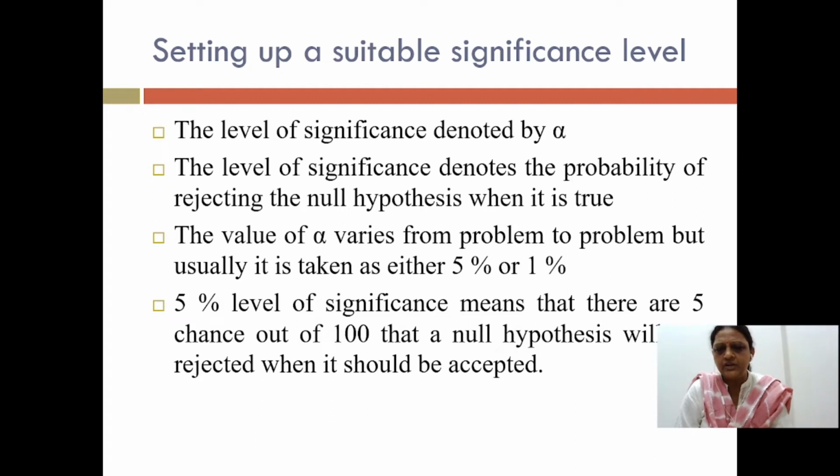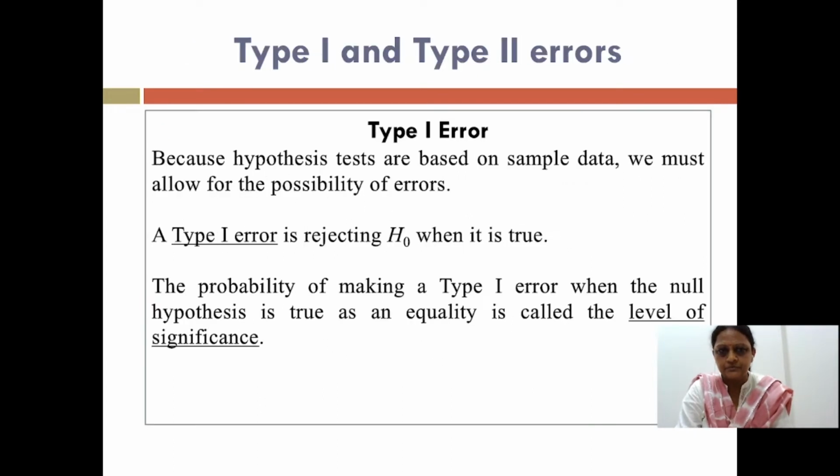The usual level of significance is 5%. A 5% level of significance means that there are 5 chances out of 100 that a null hypothesis will get rejected when it should be accepted. That means it's an error, right? So there are two types of error, type 1 and type 2 error. Because hypotheses are tested based on sample data, we must allow for the possibility of errors. There is nothing which is 100% true. There is always a chance of error.